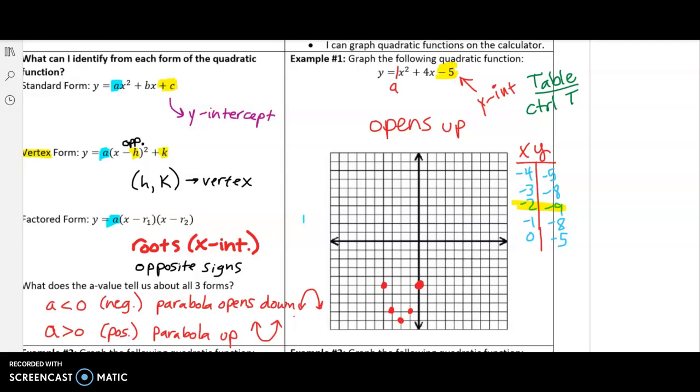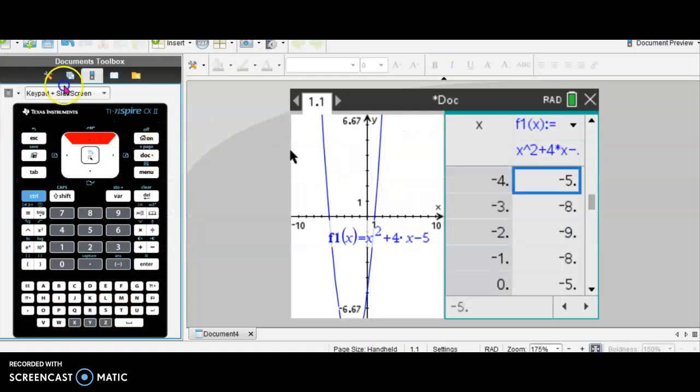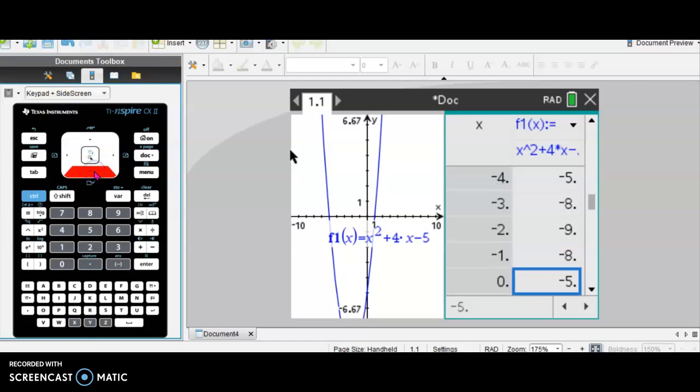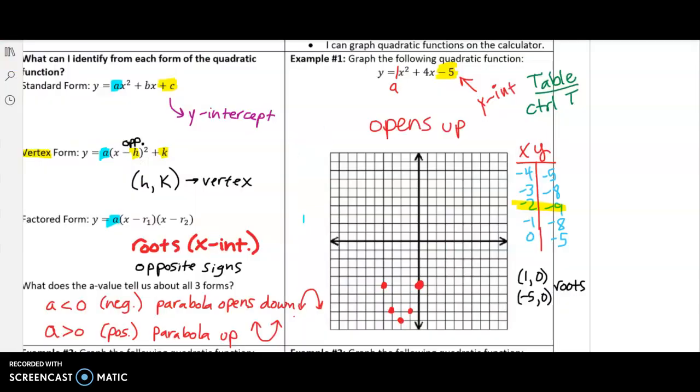So let's go ahead and we can also get the roots if we really wanted to. We can go back and look at the graph. And if we went up just a little bit, see negative 5 is a root. And 1 is a root, 1, 0, and negative 5, 0. So I'm going to add those to my table also.